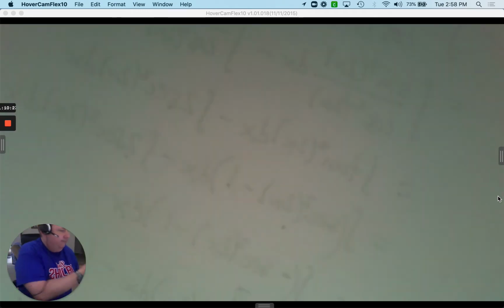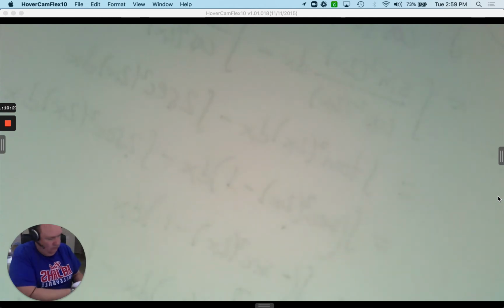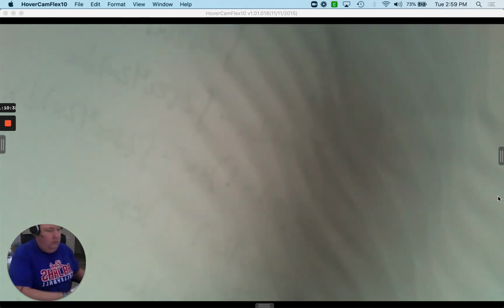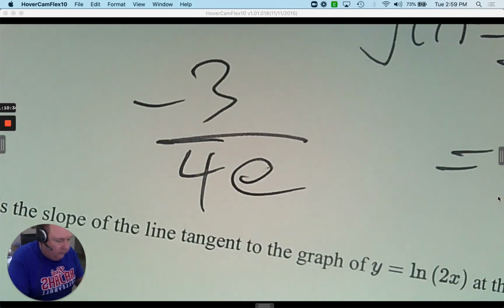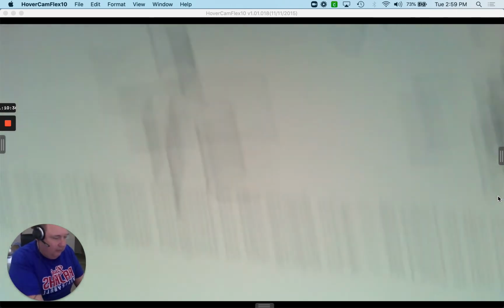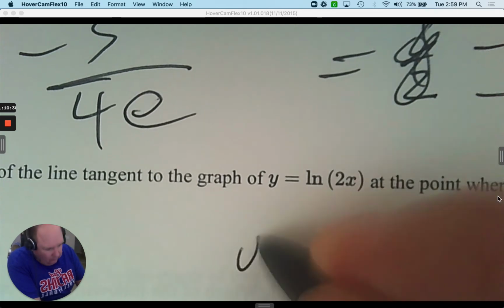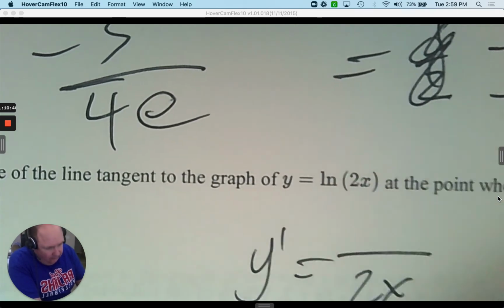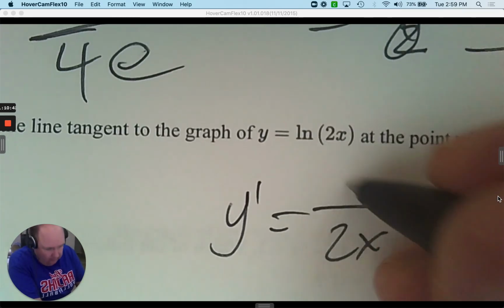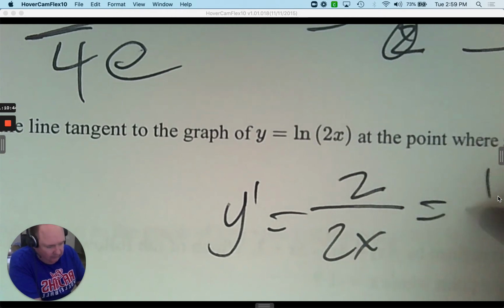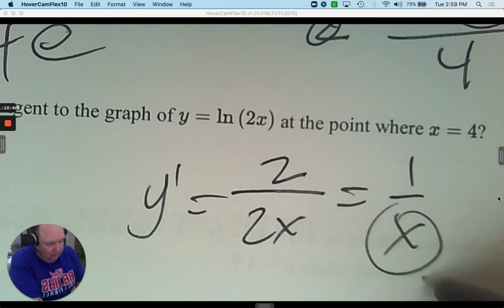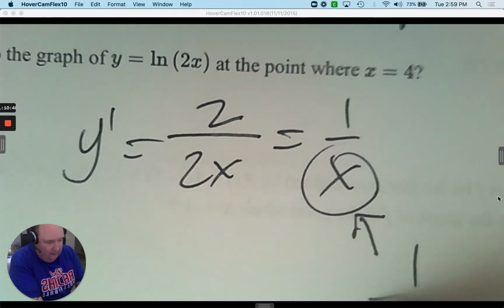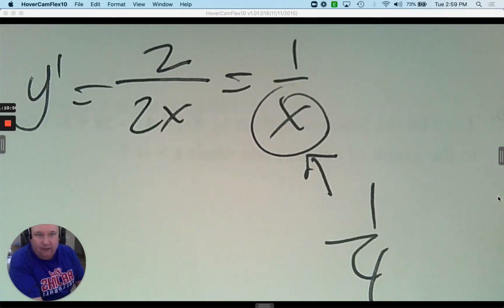Number 48. What is the slope? That means what's the derivative? So the derivative of ln, what you see is the denominator. The derivative is the numerator. So that simplifies to 1 over x. Plug in 4 for x, and you get the answer 1/4 is the slope there.